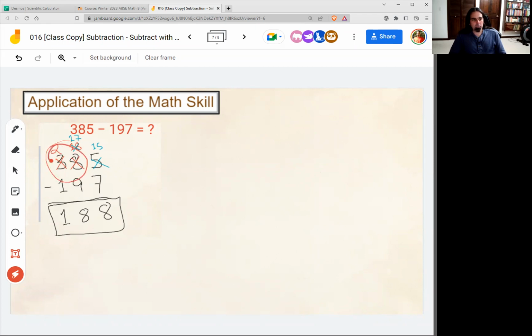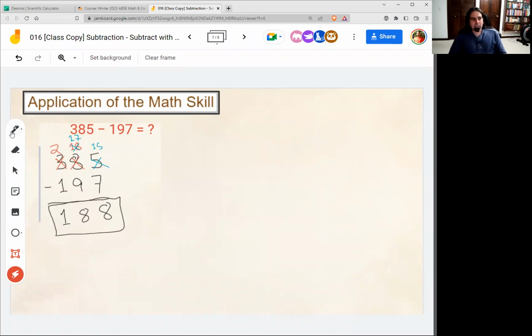In the red, we were borrowing, breaking apart 100 and making 10 tens. In the blue, we were borrowing a 10, breaking it apart and making 10 ones. And the X's are showing me that I don't have a 3 anymore. Now I have 2. Or I don't have an 8 anymore. Now I have 18. I don't have an 18 anymore. Now I have a 7, and so on. Does that make sense how I wrote it?